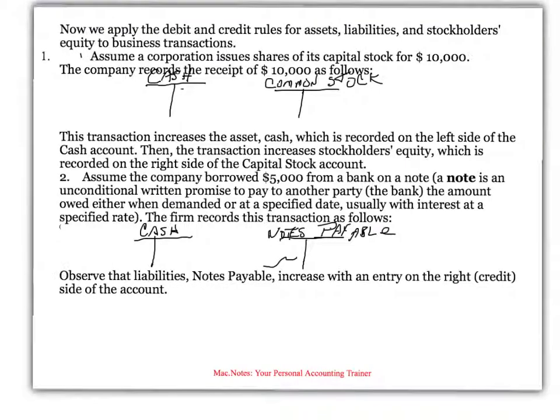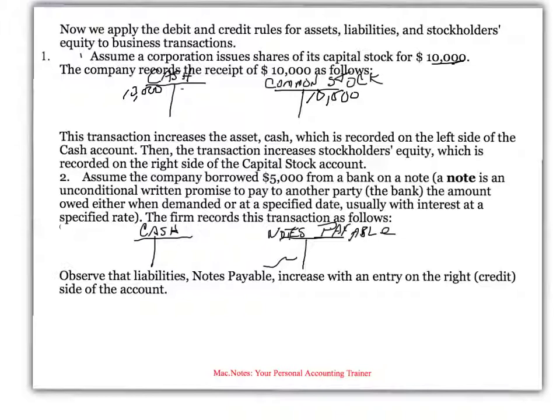Now let's apply these rules to these accounts. Let's assume we have a transaction where the corporation issues shares of common stock for $10,000. Two accounts are affected, as we analyzed before: cash and common stock. Cash increases, so we record the increase over here. Common stock also increases, and it is on the right-hand side of the equal sign, so it will increase on the right-hand side of that account. Therefore, this transaction increases the cash and also increases the common stock.